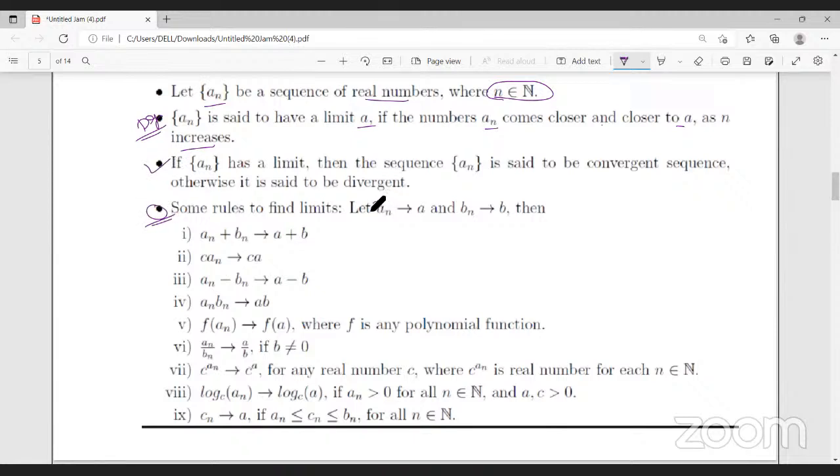But there are a few rules also. When I say the limit of the sequence a_n tends to a, and b_n tends to b, then a_n plus b_n also tends to a plus b. For c, where c is a constant, if a_n tends to a, then c times a_n also tends to c times a. For example, if a_n tends to 5, then 6 times a_n tends to 6 into 5, that is 30, right?